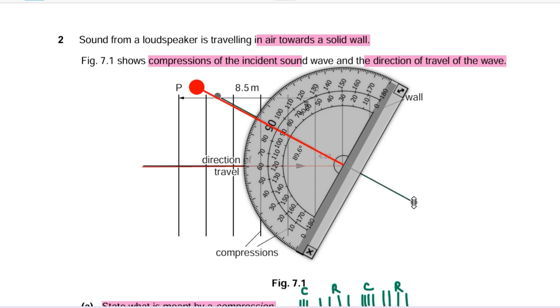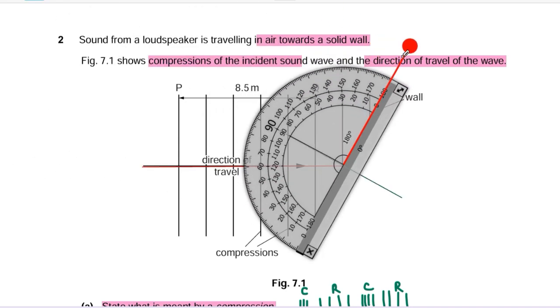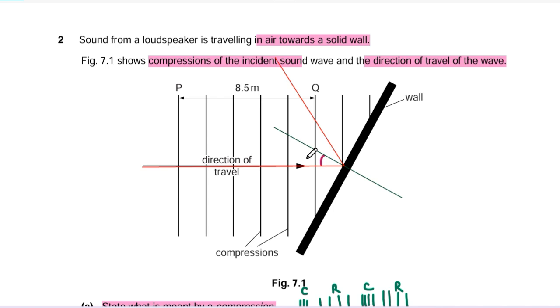So if this is our ray coming to this wall and I have drawn the normal, now I have to check the angle of this wave with the normal. I can see it is making 30 degrees with the normal. So our incident angle is 30 degrees. That means our reflected angle from the normal would also be 30 degrees. So I am drawing the reflected wave at 30 degrees as well. So angle of incidence is 30 degrees and the angle of reflection is also 30 degrees.